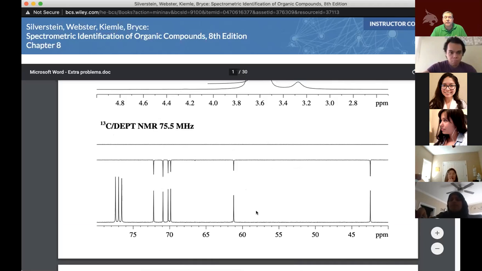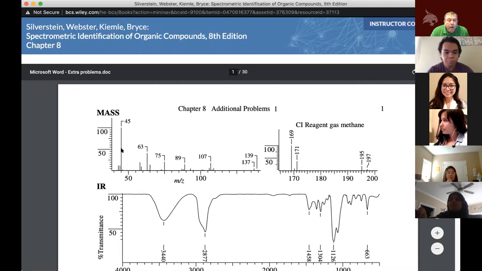Okay, so that being said, our only major fragment here is 45. So, oh gosh, 45. Again, I don't remember these things. 45 is a CH2OH or a C2OCH3. Okay, and again, that's our only fragment. We don't have any nitrogen fragments showing up.